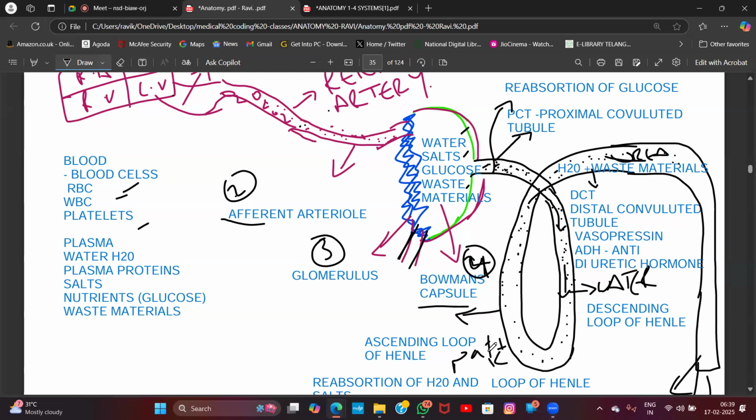What happens with this ADH, anti-diuretic hormone? The function of this ADH is this: if we are in dehydration, what is meant by dehydration? Dehydration is nothing but lack of water. Lack of H2O, or water, inside the body is called dehydration. When we are in dehydration, there is a release of the hormone vasopressin from the distal convoluted tubule, where there is an absorption of H2O, water.